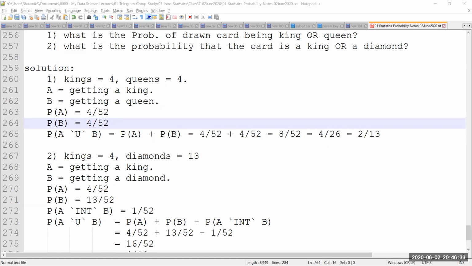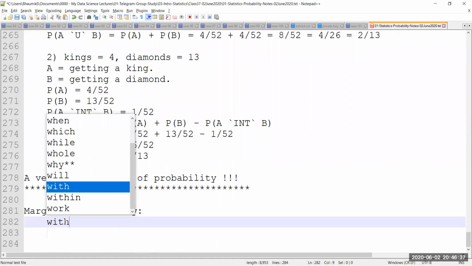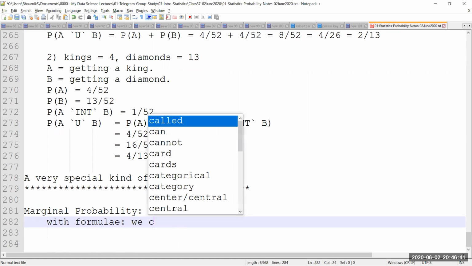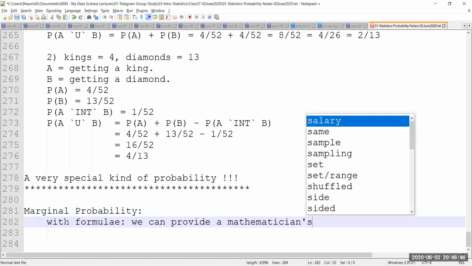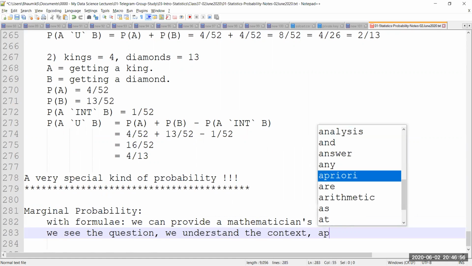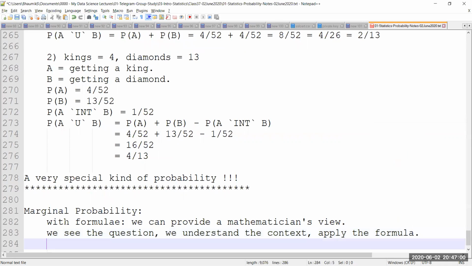So what I was saying is, let's say I have the formulae. With the formulae, we can provide a mathematician's view or a statistician's view. We see the question, we understand the context, and then apply the formula, right? So this is one way of doing it.